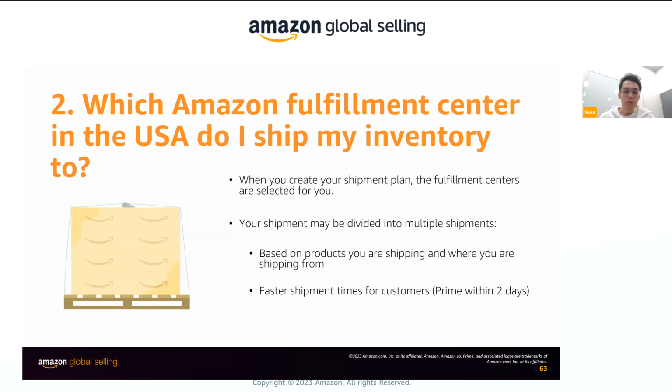Which Amazon fulfillment center in the US do I ship my inventory to? When you create your shipment plan, the fulfillment centers are selected for you. Do take note that if you are sending in bulk shipments, your shipment might be divided into multiple shipments, based on the products you're shipping and where you're shipping from. This helps Amazon get your items to your customers within 2 days.